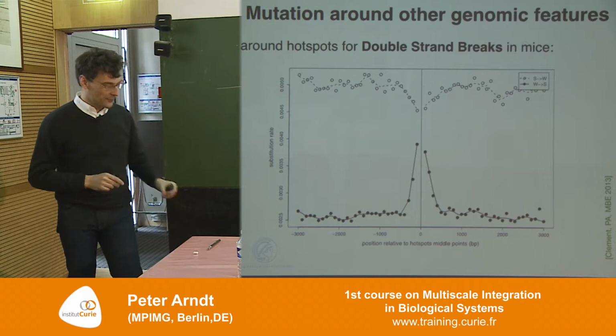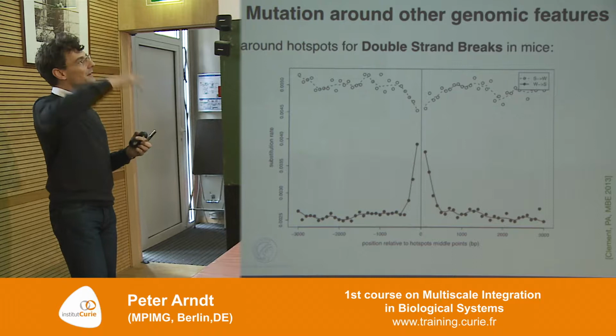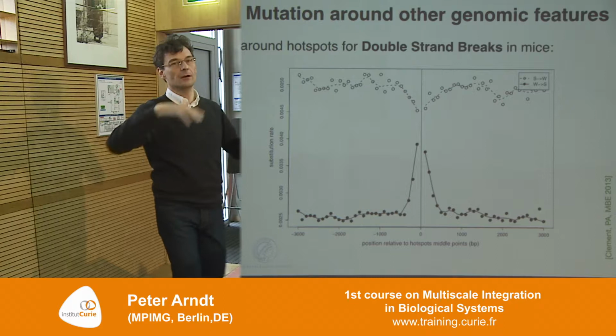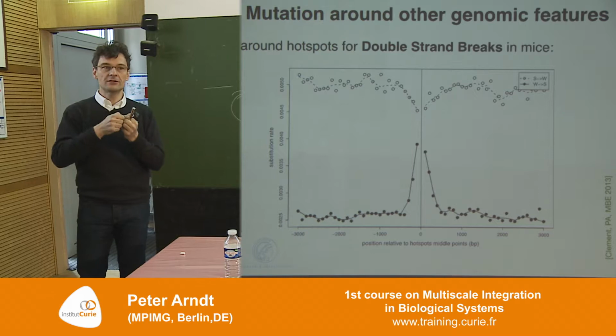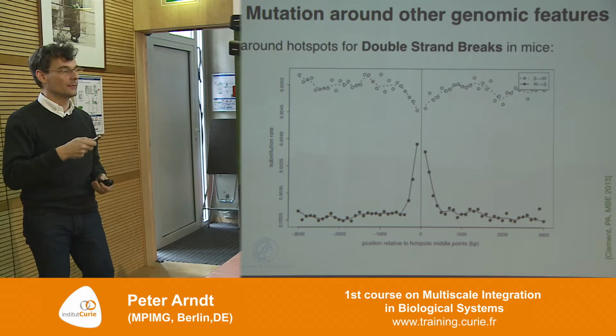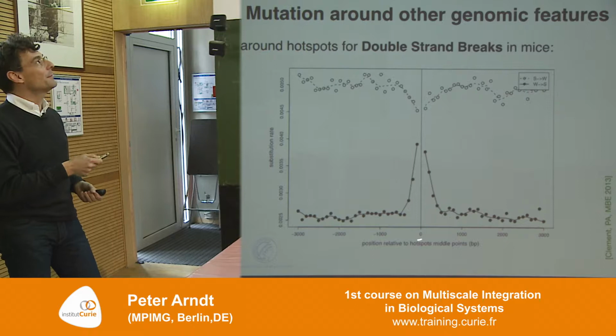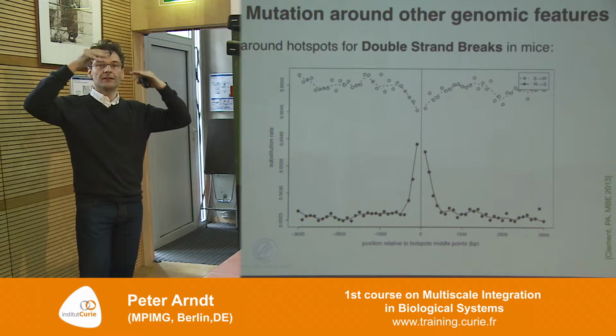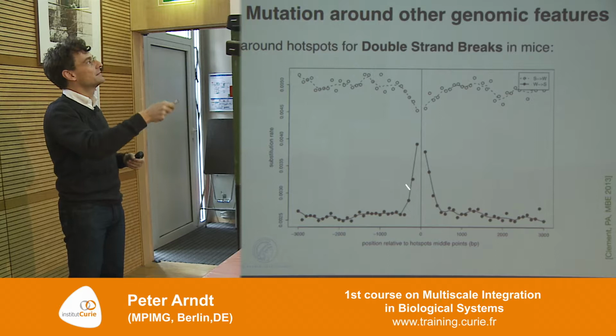There are double strand breaks in the human and mouse genomes, and all genomes have double strand breaks, because they have recombination, so they have to break somewhere during mitosis. And we have a good idea where these breaks happen. If we align all the genomes at these breakpoints, or at hotspots of double-strand breaks, we see that the mutations around these hotspots are different.